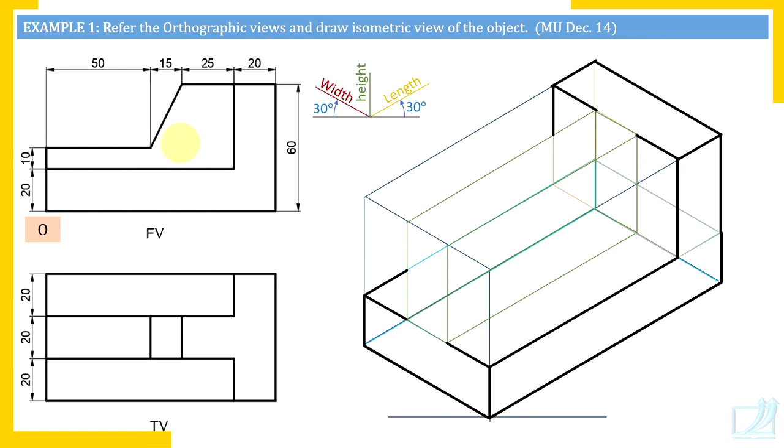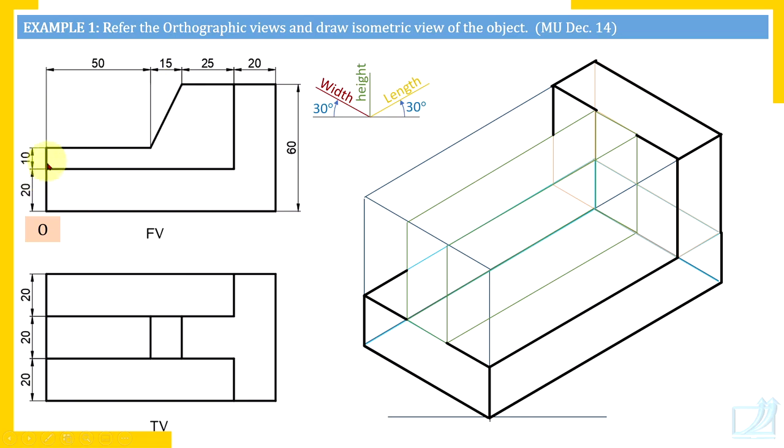Okay, so principal edges. Check here. This base edge of this plate. Now we are talking about this shape. Base edge of this shape is principal, parallel to length. Then this edge which is parallel to height. This edge 25 mm long. It is parallel to length.